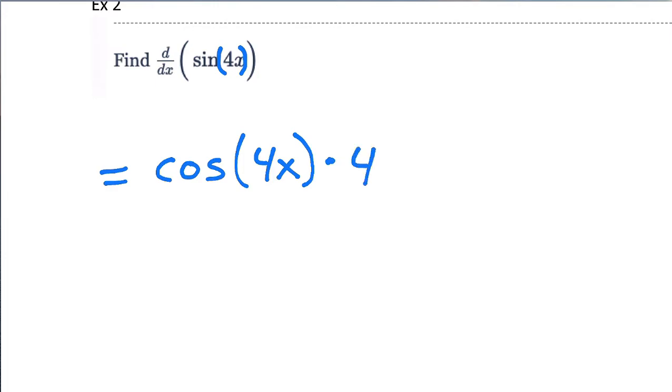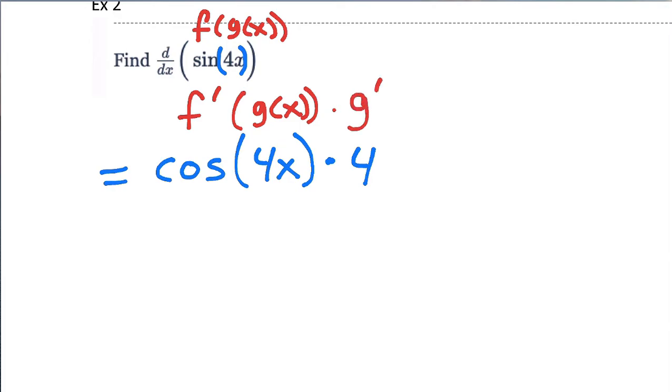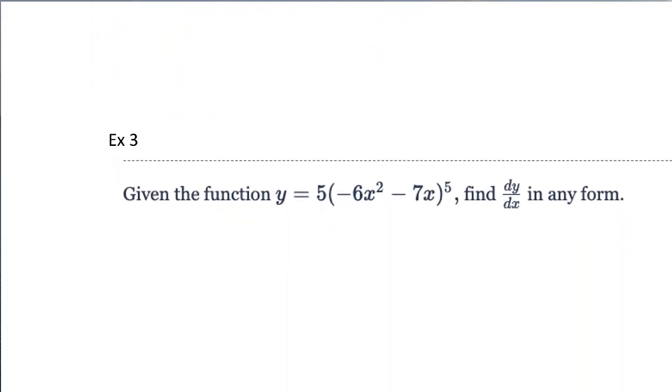So if you think about this in terms of the chain rule, this is f of g of x. So this is f prime of g of x times g prime of x. If you think about how we did that. Okay, so let's do another one.